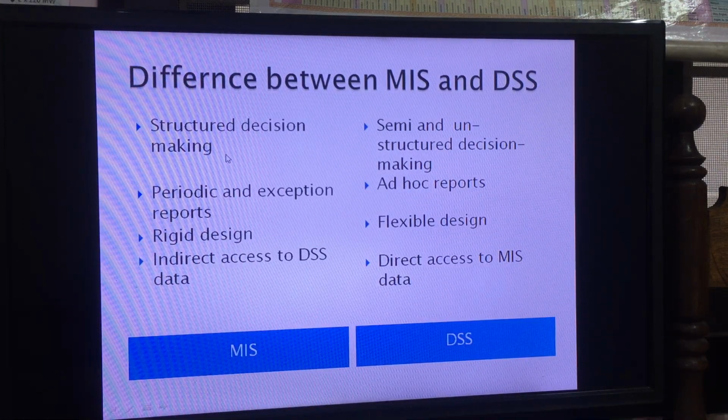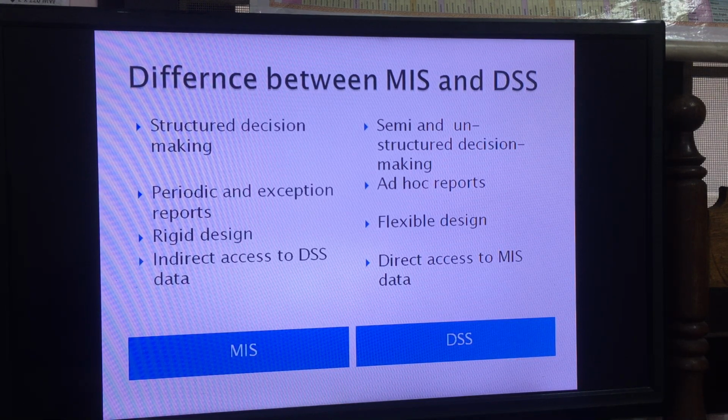Let us discuss the main differences between management information system and decision support system. In MIS, we can only use structured information for decision making. Hope you all know what structured information is. Structured means a systematic way of information, because MIS takes input which is already processed by the transaction processing system. But in decision support system, both semi-structured and unstructured information is used.